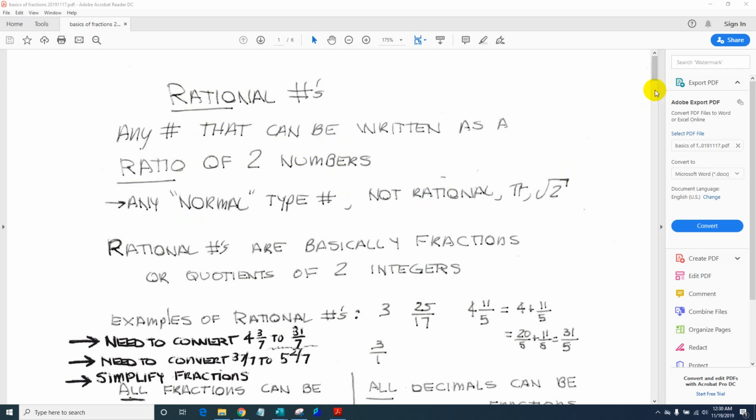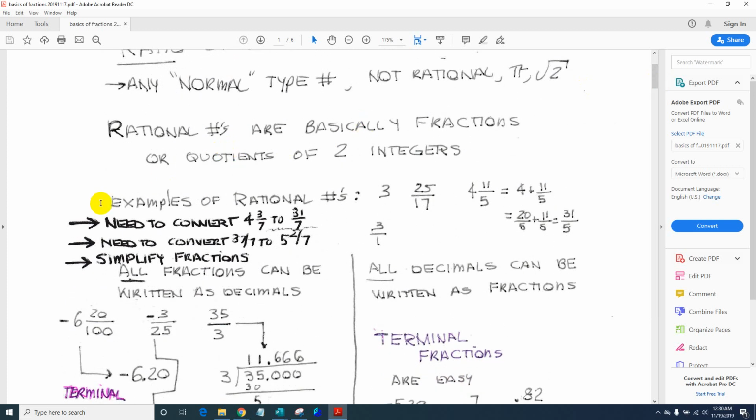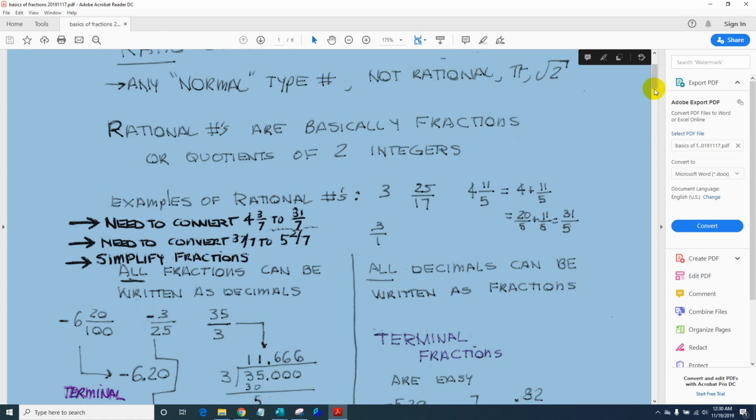Okay, what is not a rational number? Things like pi or the square root of 2. Those are not rational. Rational numbers are basically fractions, a quotient of two integers. There are a few things you need to know about fractions.